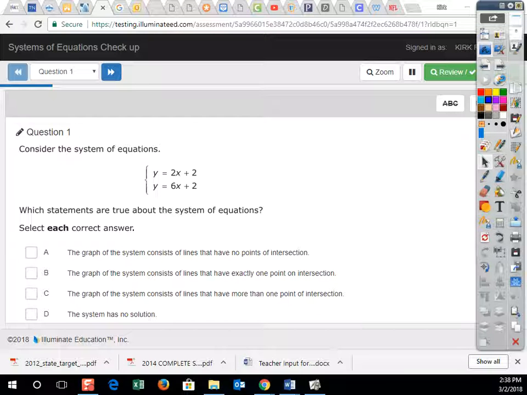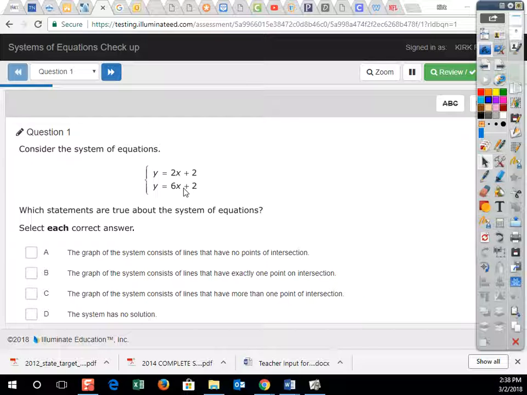All right, so we're going to take a look at this little quiz, starting with number 1. Consider the system of equations. We have y equals 2x plus 2, y equals 6x plus 2. So we notice that they have the same y-intercept, but different slopes. Which statements are true about the system of equations?